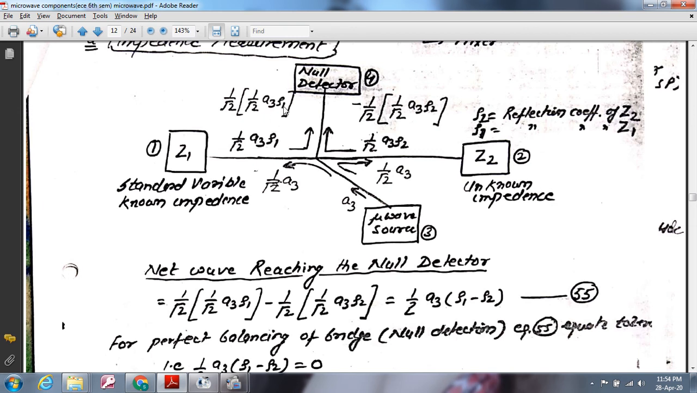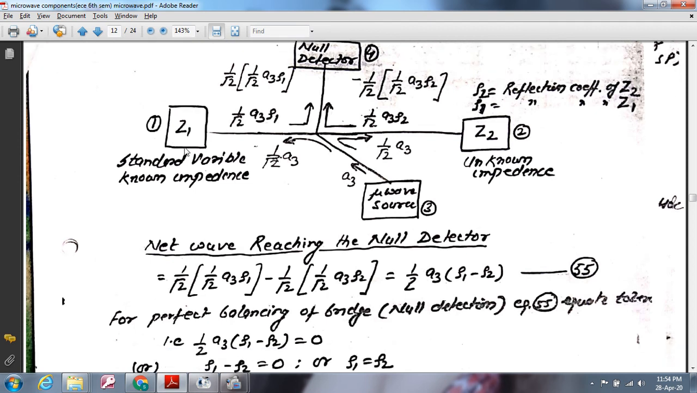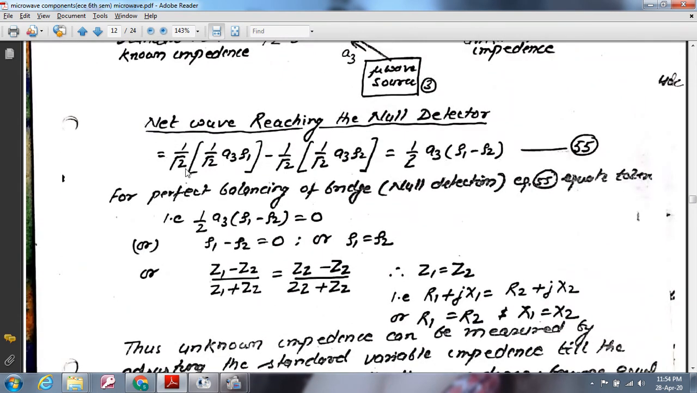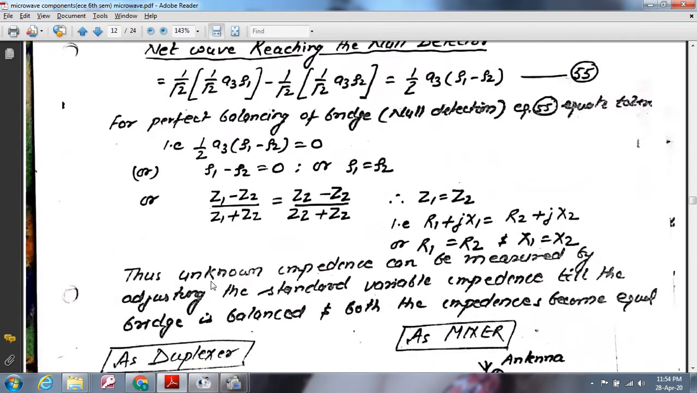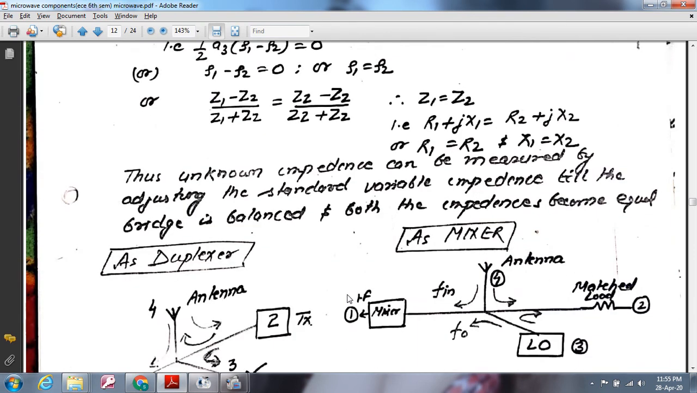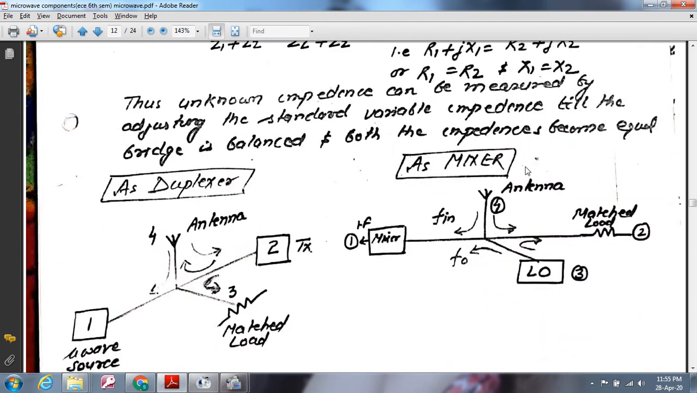At that particular value, when the null detector is showing 0, we will say this unknown impedance is equal to this known impedance. So this is how we are going to calculate the value of unknown impedance. This can be seen from this equation. Thus, unknown impedance can be measured by adjusting the standard variable impedance till the bridge is balanced and both impedances become equal. Now this diagram is showing you the application of Magic T as a mixer.